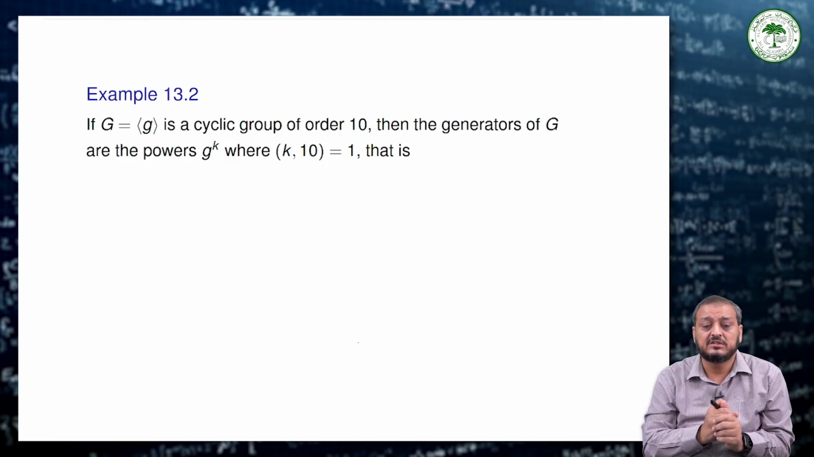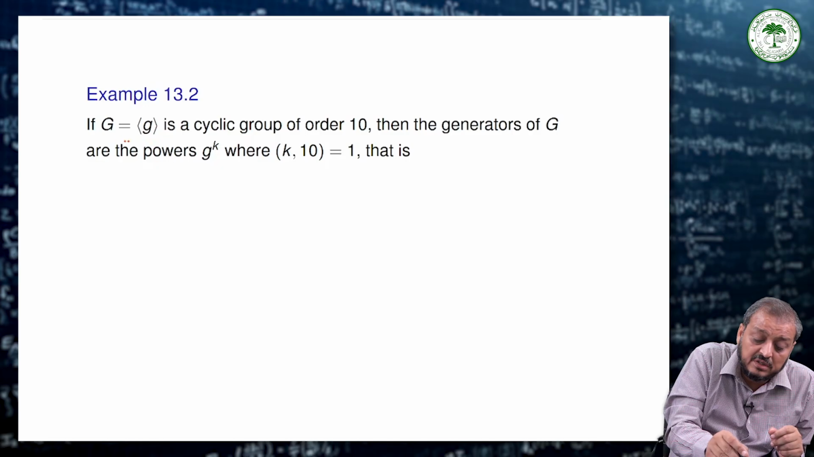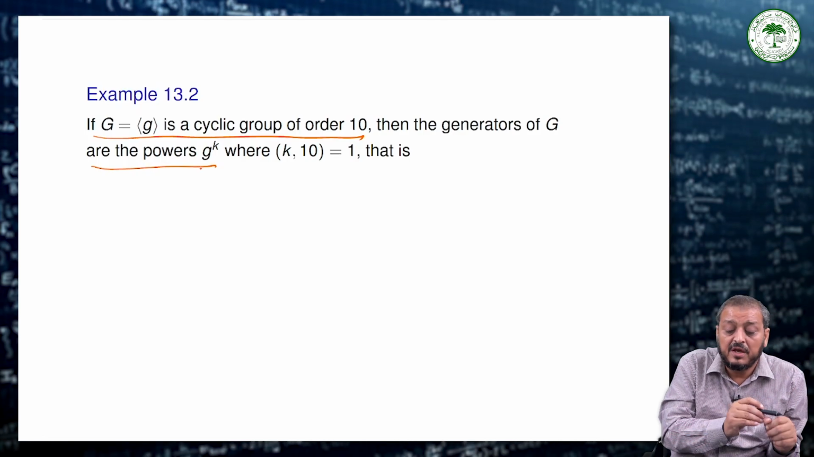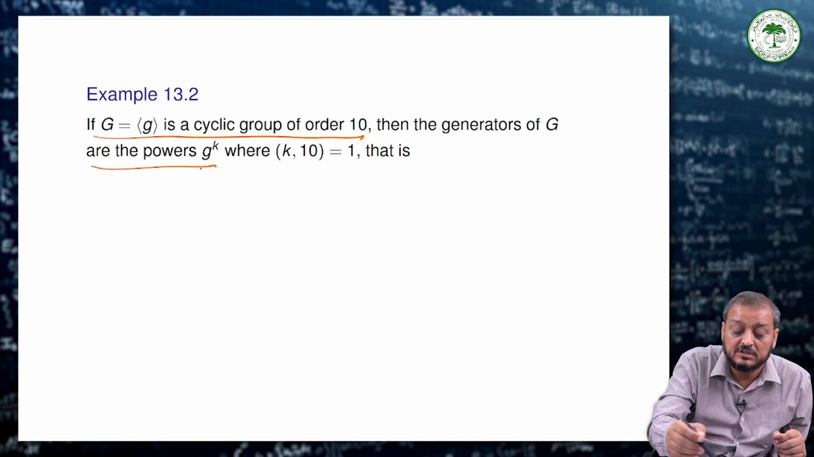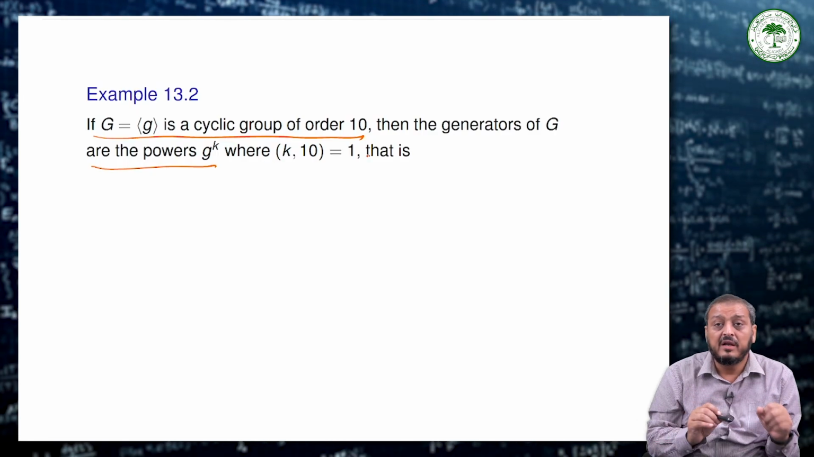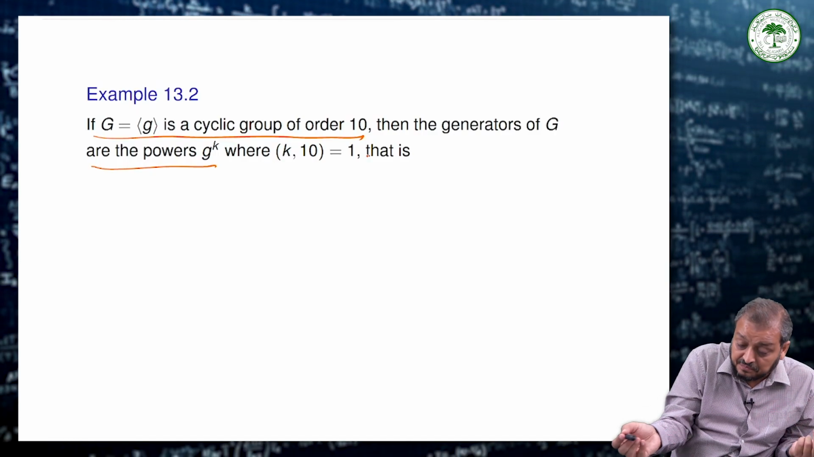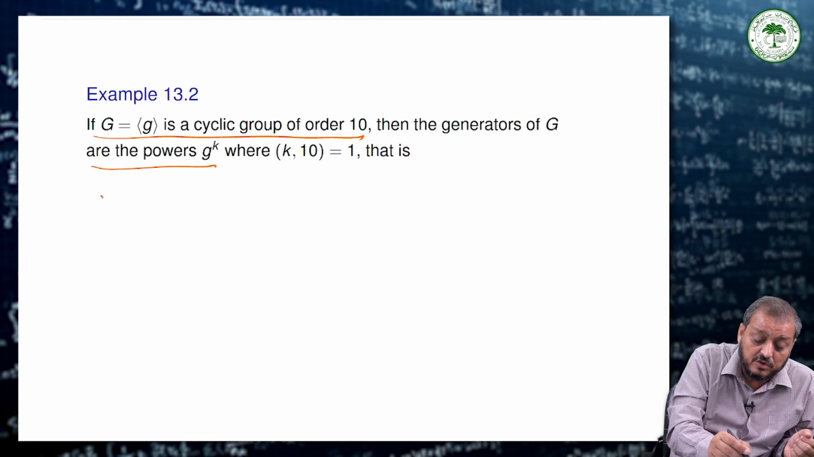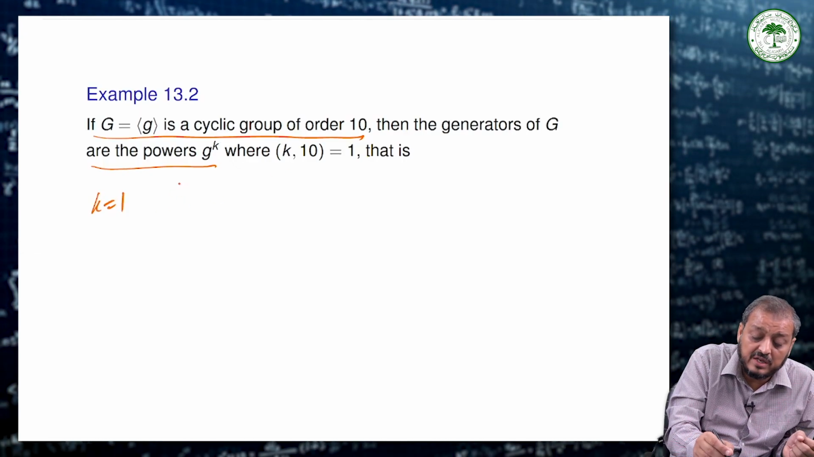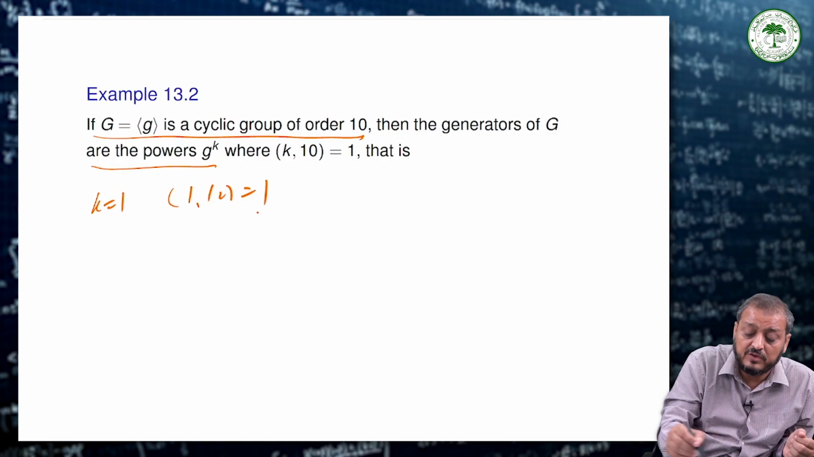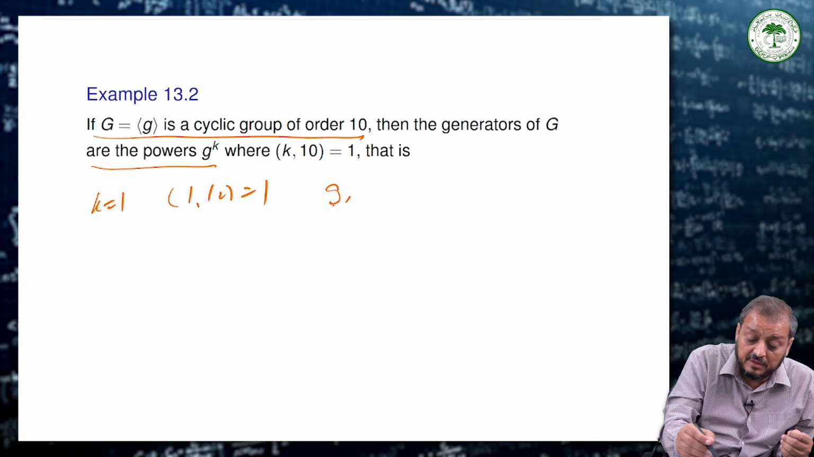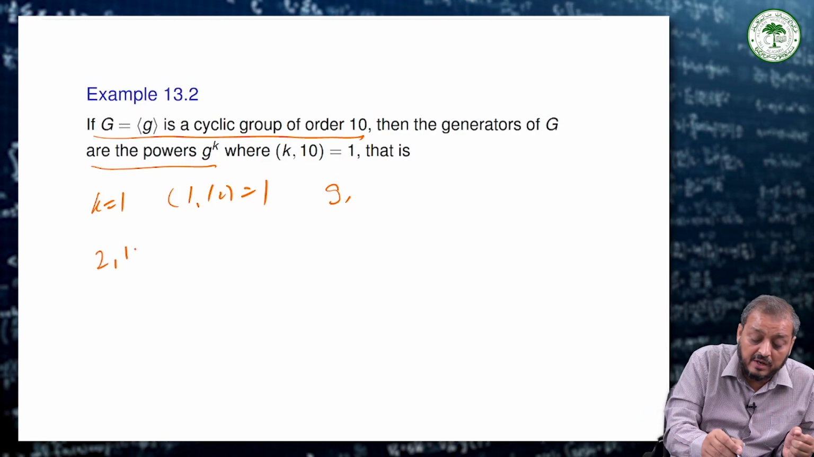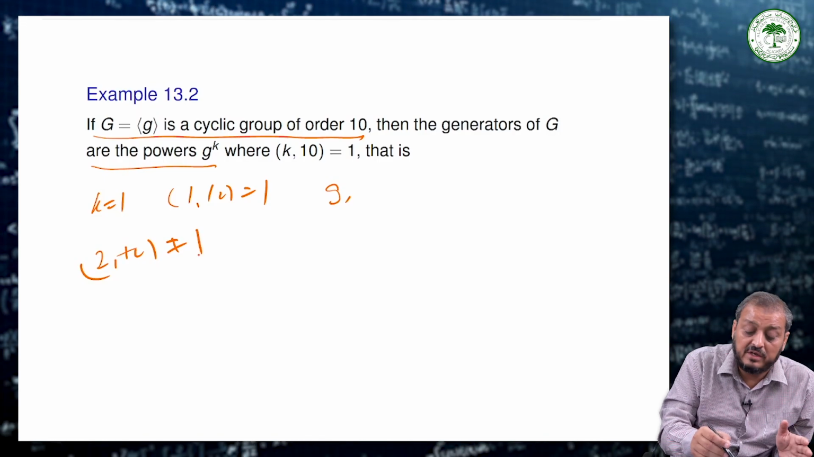Now, we have to take this example. If G is the cyclic group generated by g of order 10, then the generators of G are the powers g to the power k only when k and 10 are relatively prime. Clearly, for k equal to 1, 1 and 10 are relatively prime, so g is a generator. Now take 2 and 10: the GCD is not equal to 1, so it is clearly not a generator.